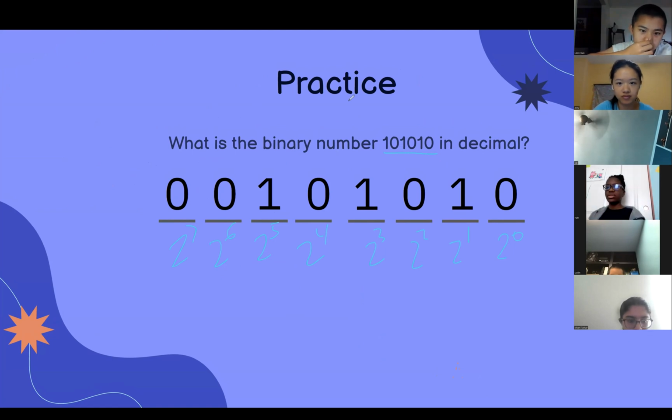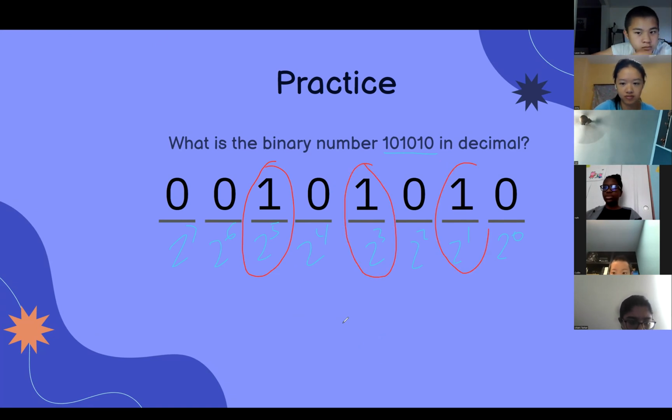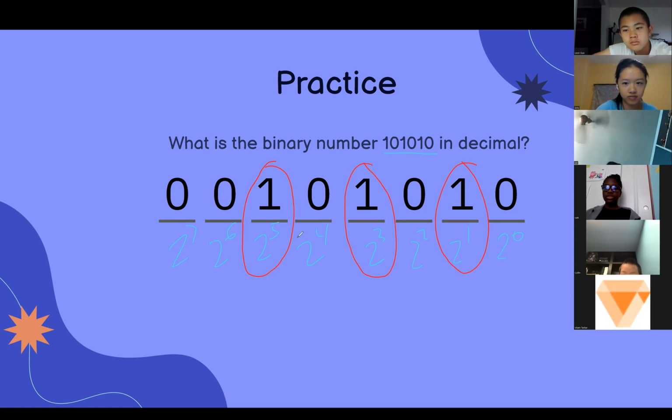Yeah, so people are getting the right answer. You first go to the highest place value with a 1, and that would be 1 times 2 to the 5th, which is 32. And then you go to the next place value with a 1, and that'll be 1 times 2 to the third, which is 8. And then you go to the next place value with a 1, and it'll be 1 times 2 to the first, which is 2. And then you add them all together and you get 42.